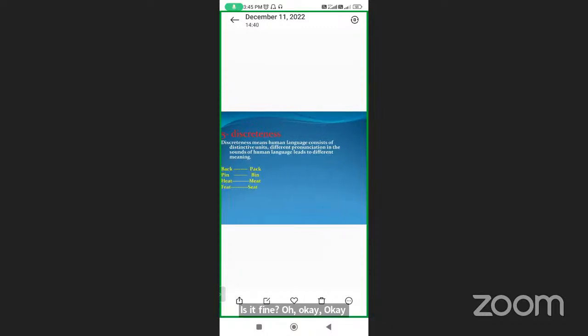Okay. Thank you. Now another one is discreteness. Now discreteness means actually human language consists of distinctive units. Different pronunciation in the sounds of human language leads to different meaning. Now, can anybody tell me the meaning of discreteness?